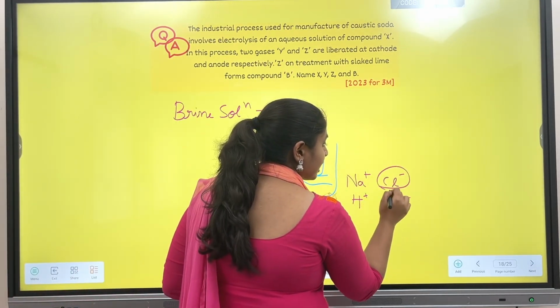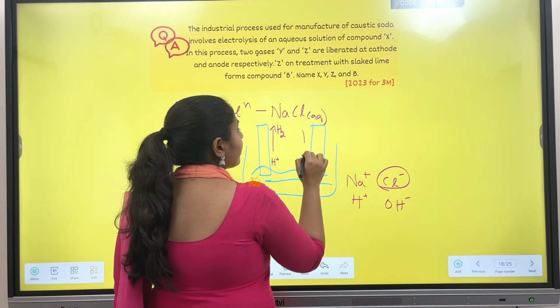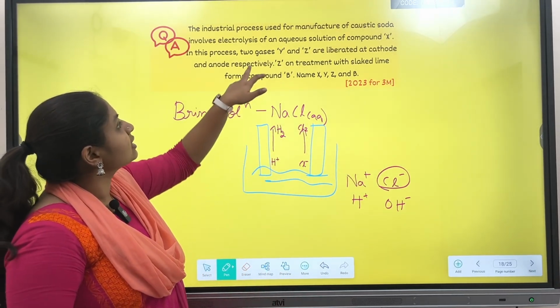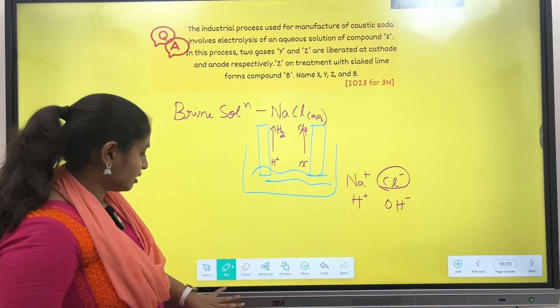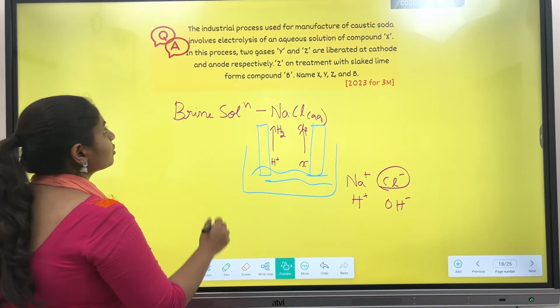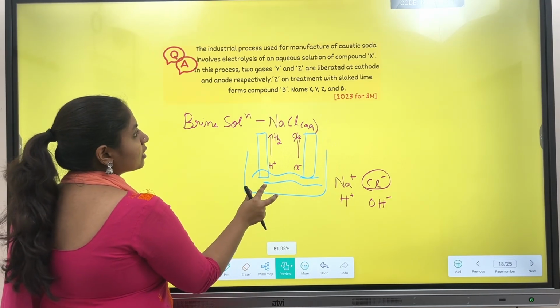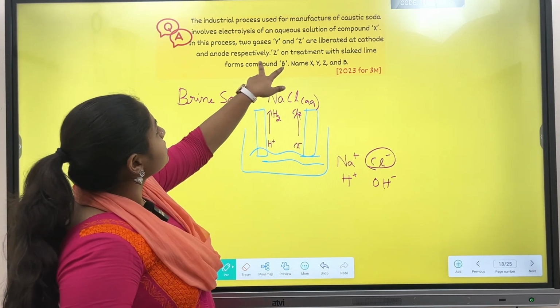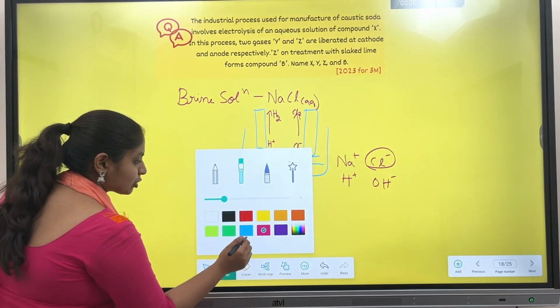Cl minus is another anion. Cl minus will come near anode and will evolve as Cl2 gas. So the second gas that is liberated at the anode is chlorine gas. So this we are clear. So we have found the two gases as hydrogen and chlorine. Now they are telling that the chlorine gas, that is Z, on treatment with slaked lime. What is slaked lime? Ca(OH)2.